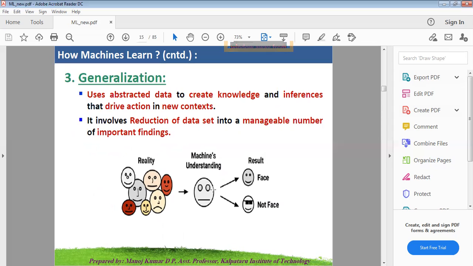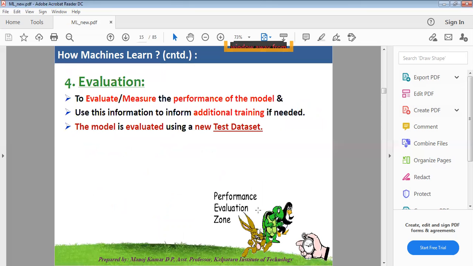Machine understanding is like this. If this is the face, okay, this is the face, but here, this is not the face. So it is going to generalize according to its synthesis. Then you evaluate. Evaluation is to evaluate or measure the performance. We are going to evaluate using a new test data set. So that we will see later.